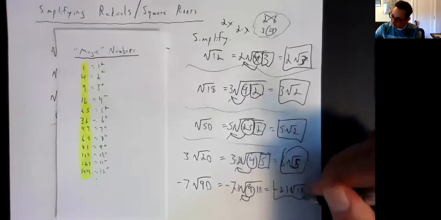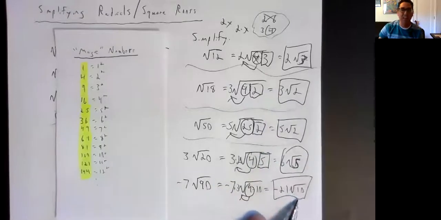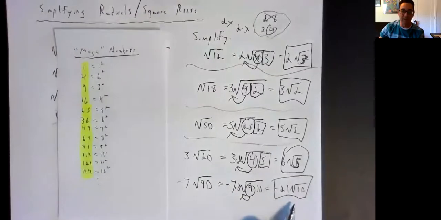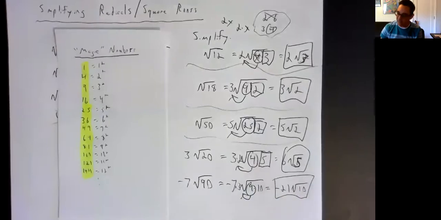Now, are there any magic numbers hidden in 10? The only things that multiply to 10 are 2 and 5, they're not on this list, and 1 and 10, and they're not on this list. So that just stays like that. All right, so that is my final answer.